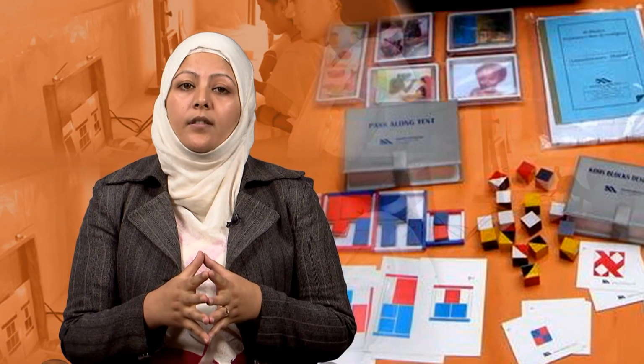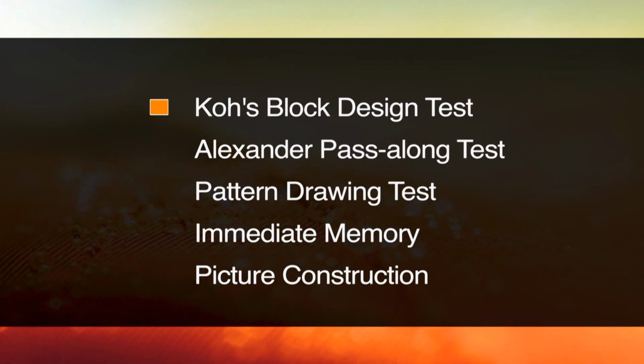It includes 5 subtests. They are Koh's block design test, Alexander's pass-along test, pattern drawing test, immediate memory, and picture construction.